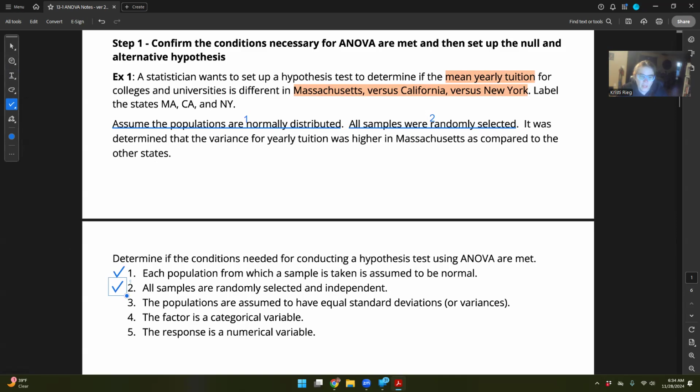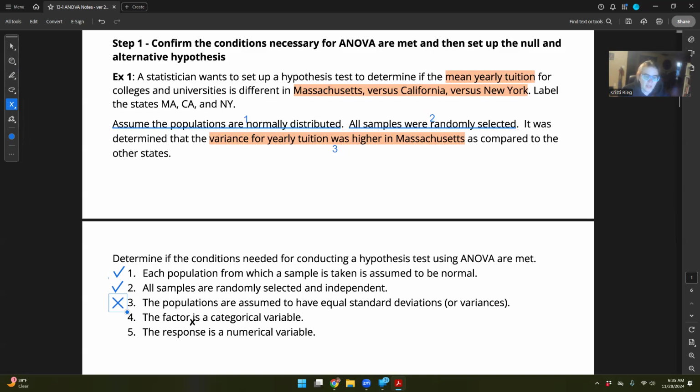Now, the third one: all the populations are assumed to have equal standard deviations or variances. I'm going to highlight this one because it stands out a little more. It was determined that the variance for tuition was higher in Massachusetts. Higher means not the same, not equal. So that's where we're getting the information for number three. We have to say that is not true, because they have to all be equal, and this one says one was higher than the other two.